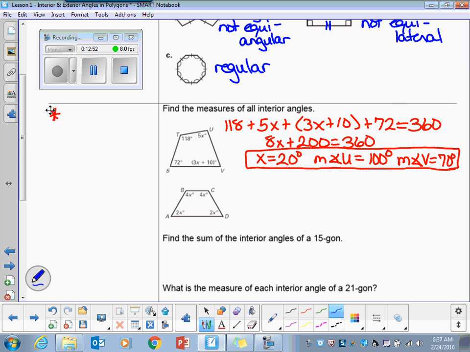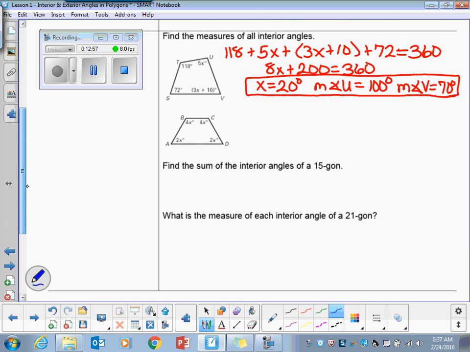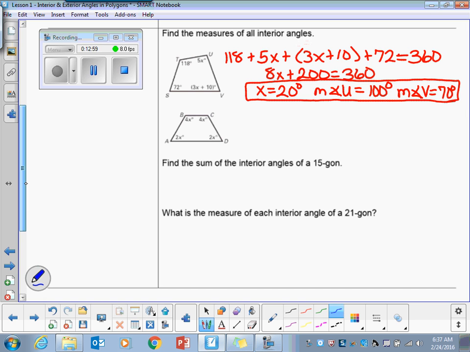Looking at quadrilateral ABCD, I can tell you that we're going to have a theorem later in this unit that will tell you for sure that this is an isosceles trapezoid. It's a quadrilateral, so it will add up to 360. So 4x plus 4x plus 2x plus 2x equals 360 degrees. That's 12x equals 360. So x in this case is going to equal 30 degrees.